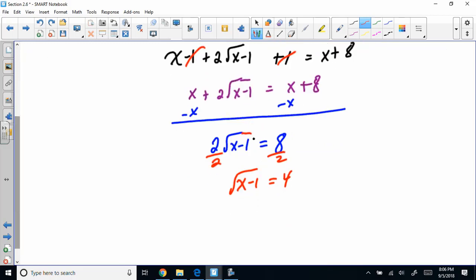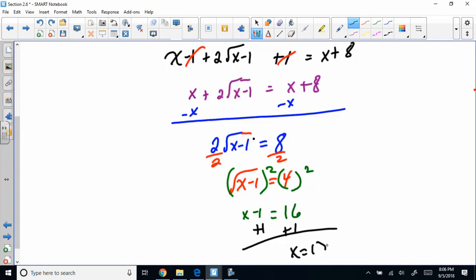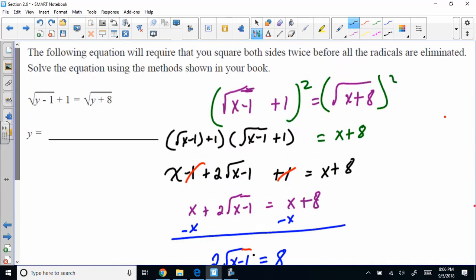All right. How do you get rid of a square root? Square it. What you do to one side, you do to the other. So I got x minus 1 equals 16. So, ladies and gentlemen, add 1. X is 17. Boom. Now, does that work?